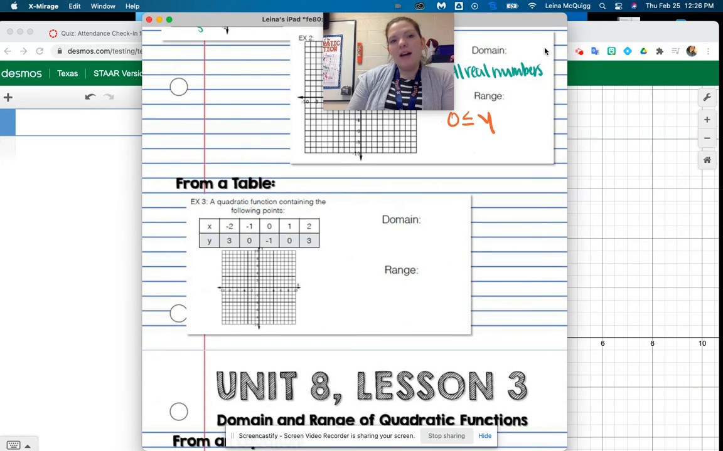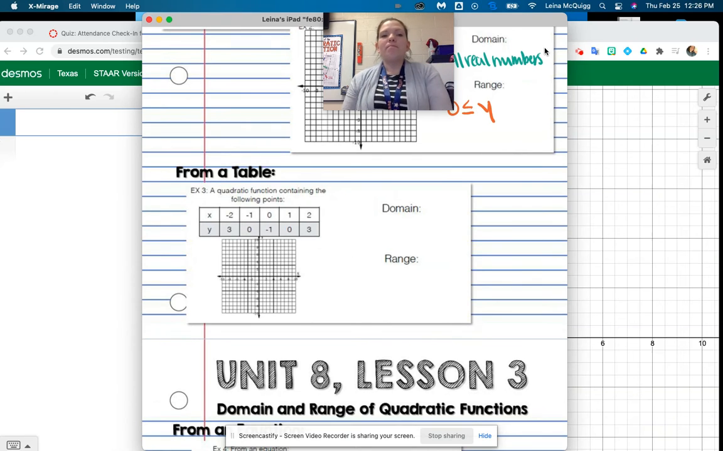All right, so then we have some points, a table. We can find our domain and range from the table. So we have these points and we have a graph. First, let's put these points on the graph. So, a quadratic function containing the following points. We know it's a function, so we're going to put the points on the graph and then connect all those points, make a line.